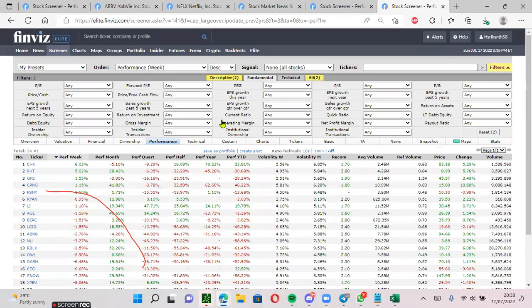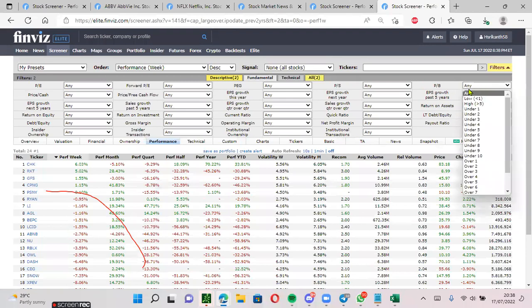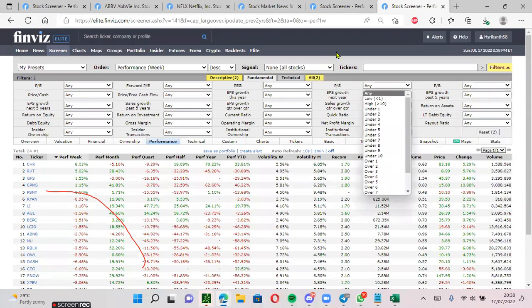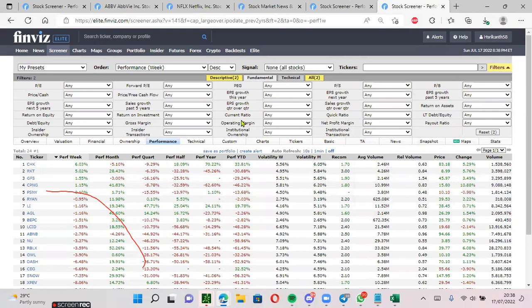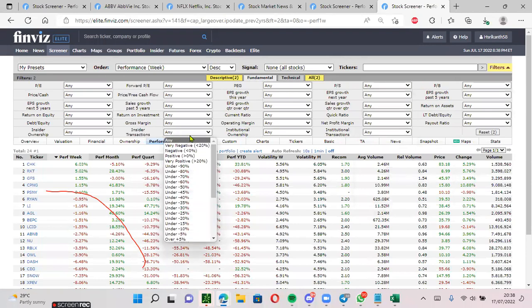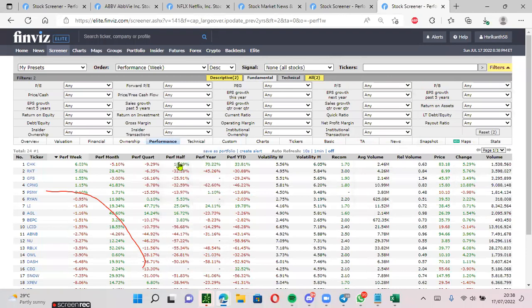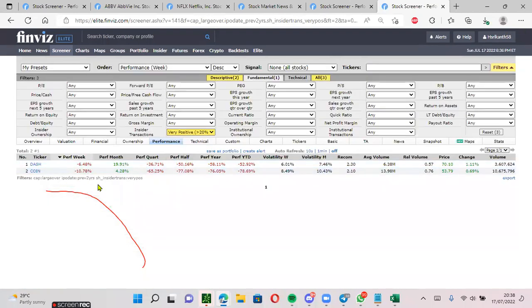You also have fundamentals. Fundamentals basically tell you a couple of things: EPS, price to book, price to sales, current ratio, quick ratio. If any stock is having insider transactions, positive, very positive, do very positive. We'll see who is doing it.